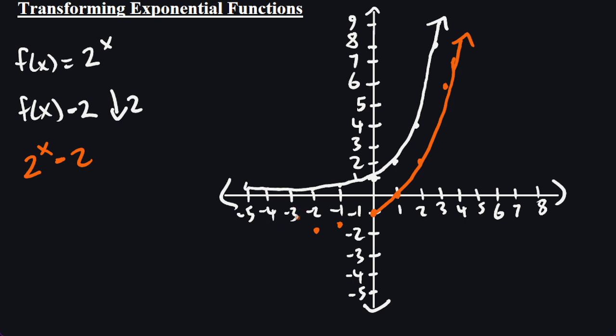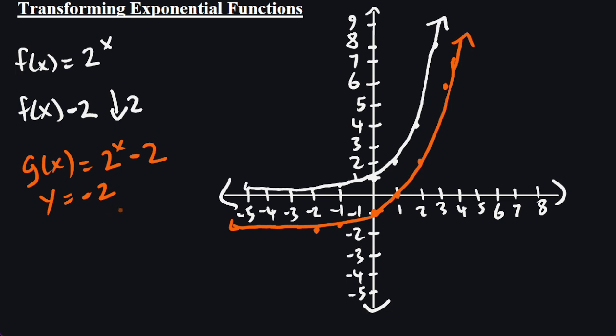Let me actually just redraw, because the asymptote for this one, let me just redraw this. So the asymptote here will be at y equals 2. I want to make sure I don't touch the asymptote. There we go. So the asymptote for this new function, 2 to the x minus 2, let's call it g of x. So g of x equals 2 to the x minus 2. The asymptote is at y equals negative 2 now, because we've shifted it vertically.